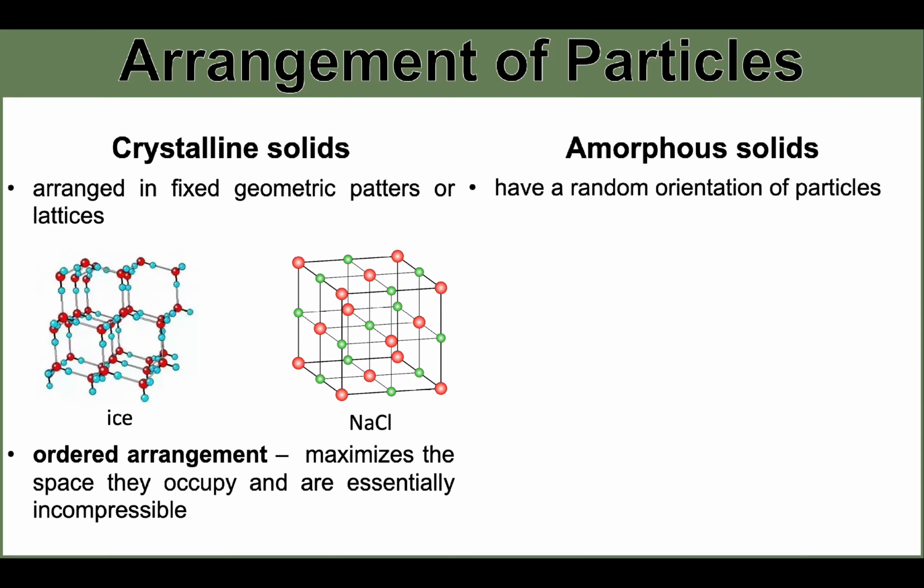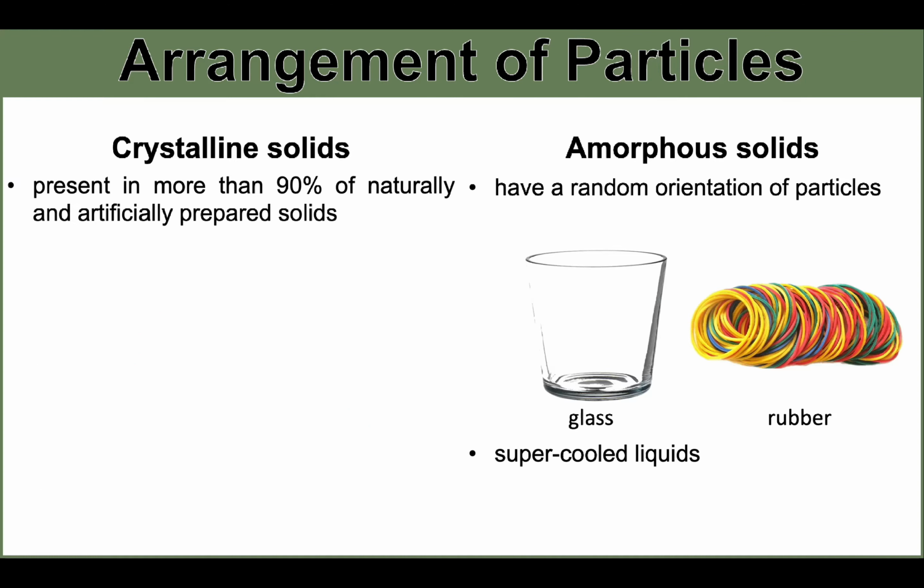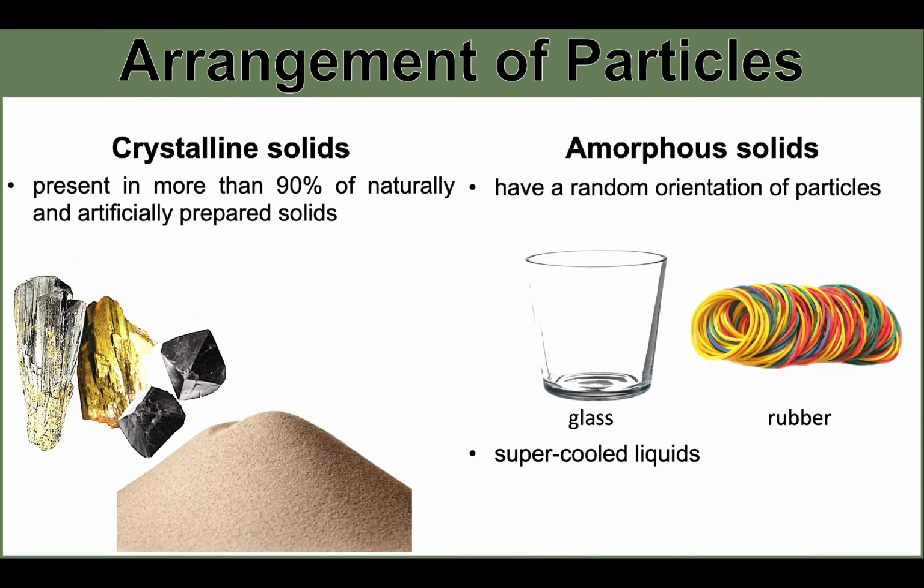Amorphous solids, on the other hand, have a random orientation of particles. Examples include glass, plastic, coal, and rubber. So they are considered supercooled liquids where molecules are arranged in a random manner similar to the liquid state. Now, more than 90% of naturally occurring and artificially prepared solids are crystalline. Minerals, sand, clay all have crystalline structures.